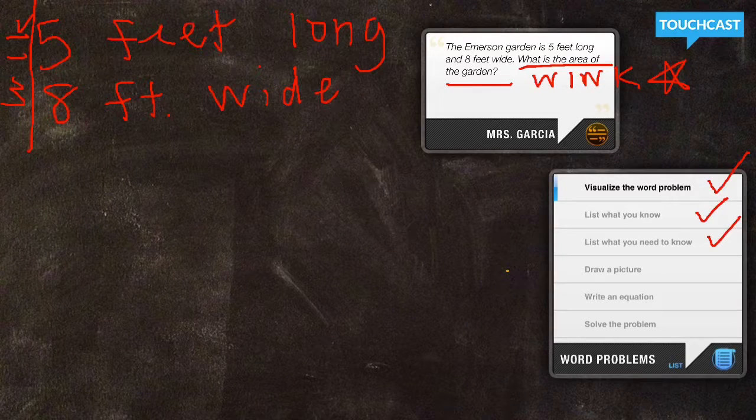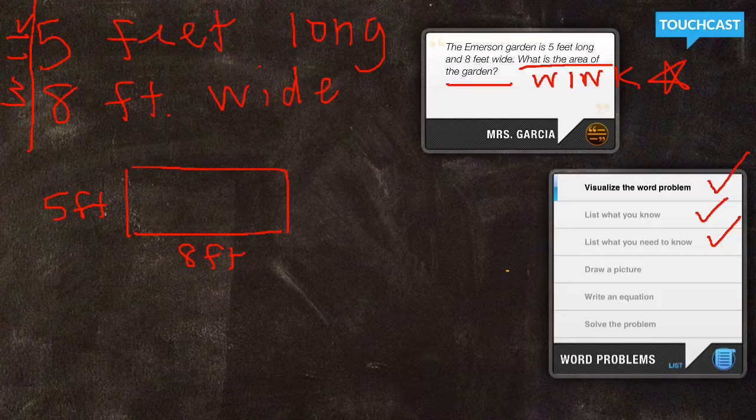So I did those next 2 steps. And now I'm going to draw a picture. So I know that this is the length right here. And this is 5 feet long. And then this is 8 feet wide. And I know this is going to be a rectangle, so I'm going to combine it. And then I'm trying to figure out what this area is in the middle.